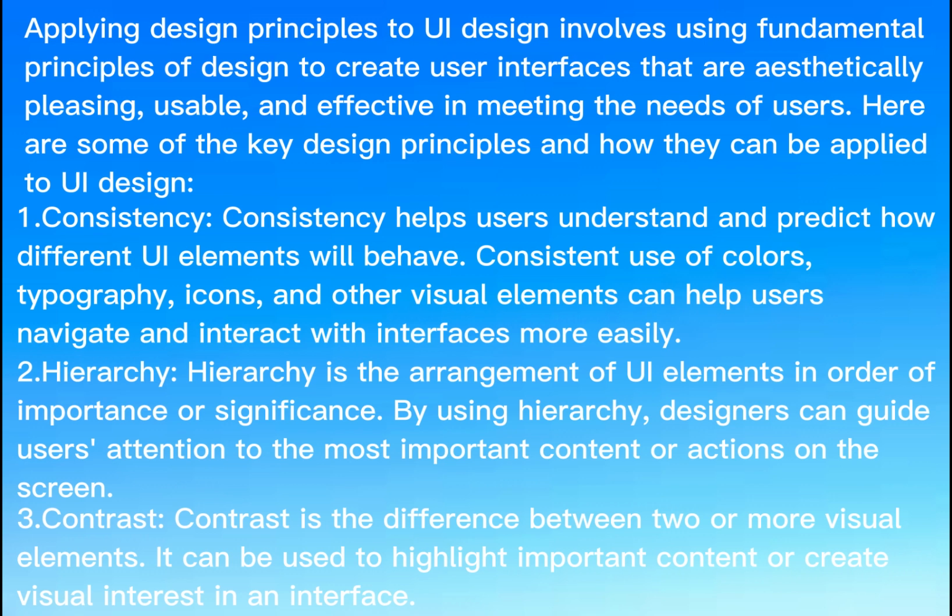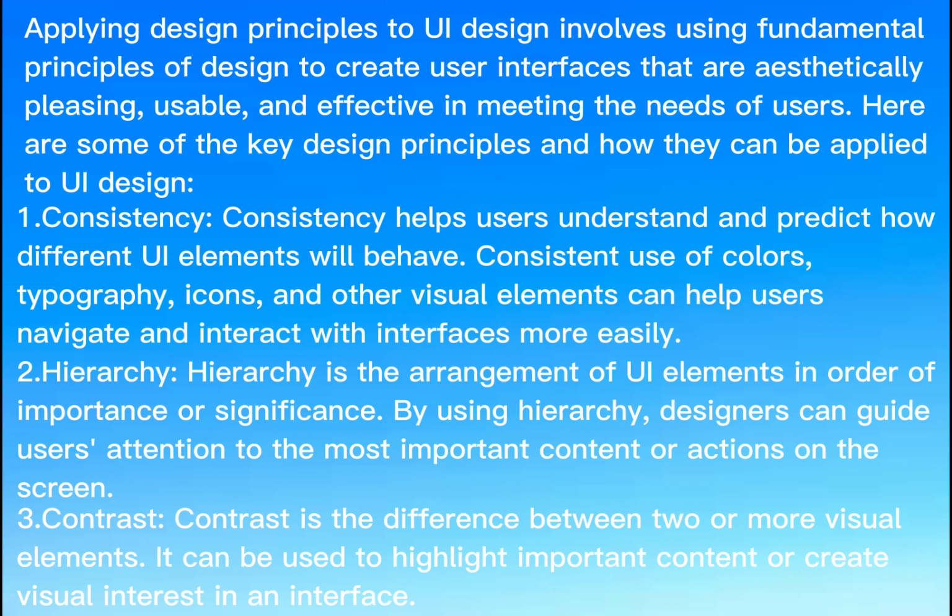1. Consistency. Consistency helps users understand and predict how different UI elements will behave. Consistent use of colors, typography, icons, and other visual elements can help users navigate and interact with interfaces more easily. 2. Hierarchy. Hierarchy is the arrangement of UI elements in order of importance or significance. By using hierarchy, designers can guide users' attention to the most important content or actions on the screen.